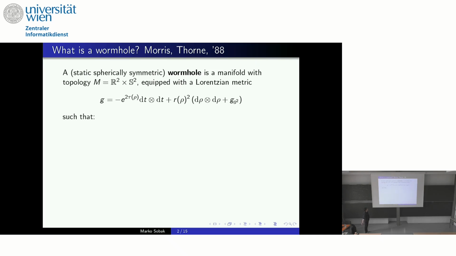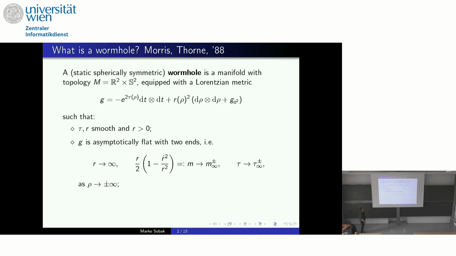Right, and then we want to impose certain conditions on the metric coefficients. So first of all, not so excitingly, we just want them to be smooth, and of course we want this radius function to be positive everywhere. But more excitingly, we want the metric to be asymptotically flat with two ends, which is somehow the main feature of wormholes. You want to have a sort of connection between two asymptotically flat universes. In these particular coordinates in the static spherically symmetric setting, this essentially means that your radial function should tend to infinity at plus minus infinity.